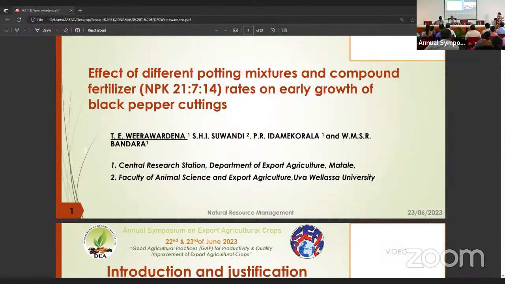I think these are very good suggestions to improve that finding, and there seem to be many applications with that information. Thank you very much, Eranga, for the good presentation. And we'll go to the next presentation, titled Effect of Inorganic Fertilizer on Growth of Cinnamon Seedling Raised in Subsoil Substrate. The presenter is MD Lankan.